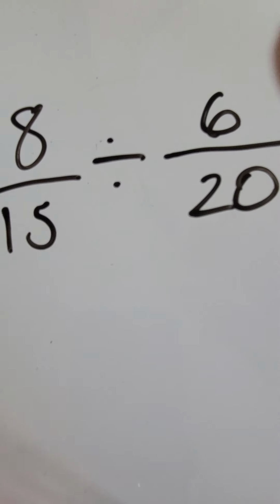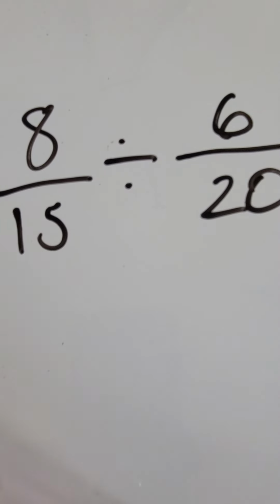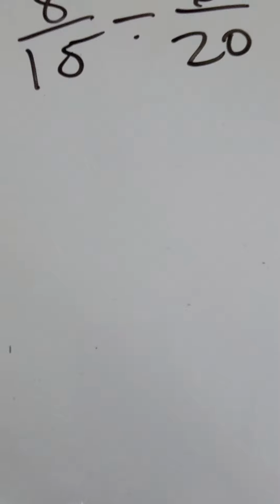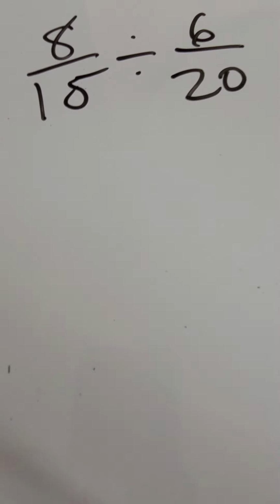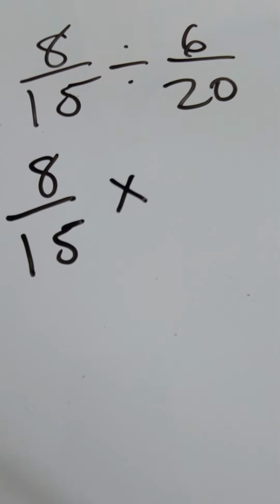But we're going to keep everything as is, and we're going to go over the process first. So we have 8 over 15 divided by 6 over 20. Now let's move this up a little further so we can show our steps. 8 over 15 divided by 6 over 20. Okay, so there we go. So we're going to keep this fraction the same. Change the division sign to a multiplication sign.